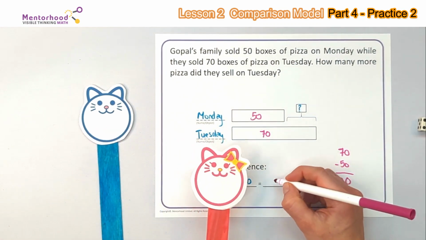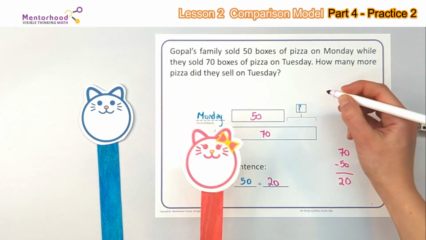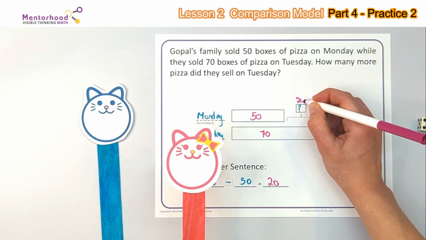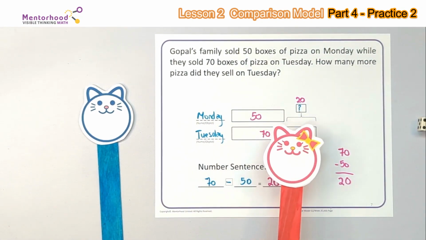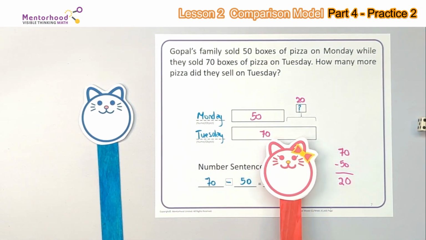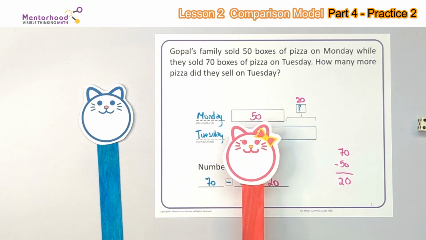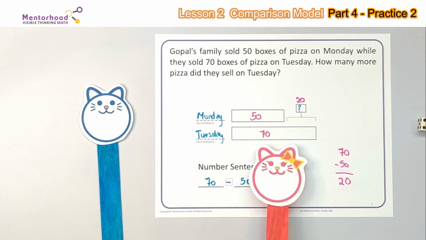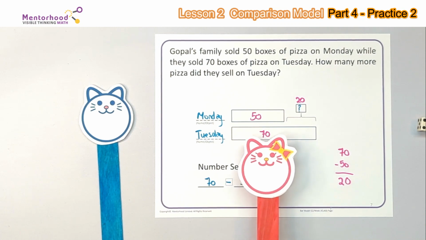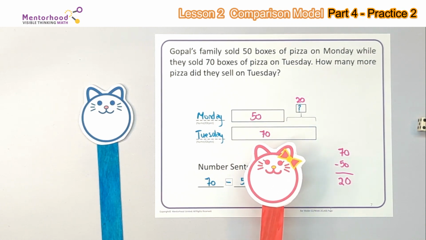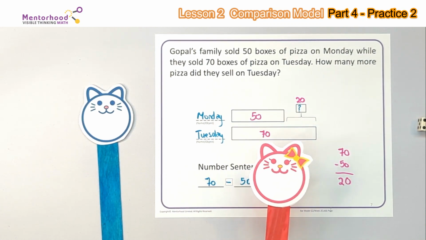All right, 20 in the number sentence, and 20 in the gap. So they sold 20 more pizzas on Tuesday than on Monday. They sold 70 on Tuesday, and that's 20 more than they sold on Monday. Awesome, that makes sense. Can we try another one?